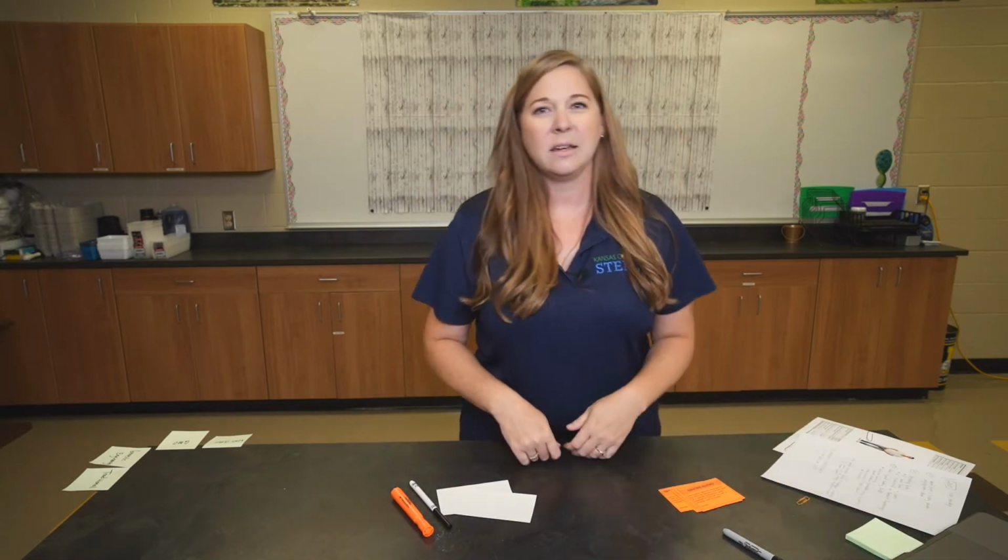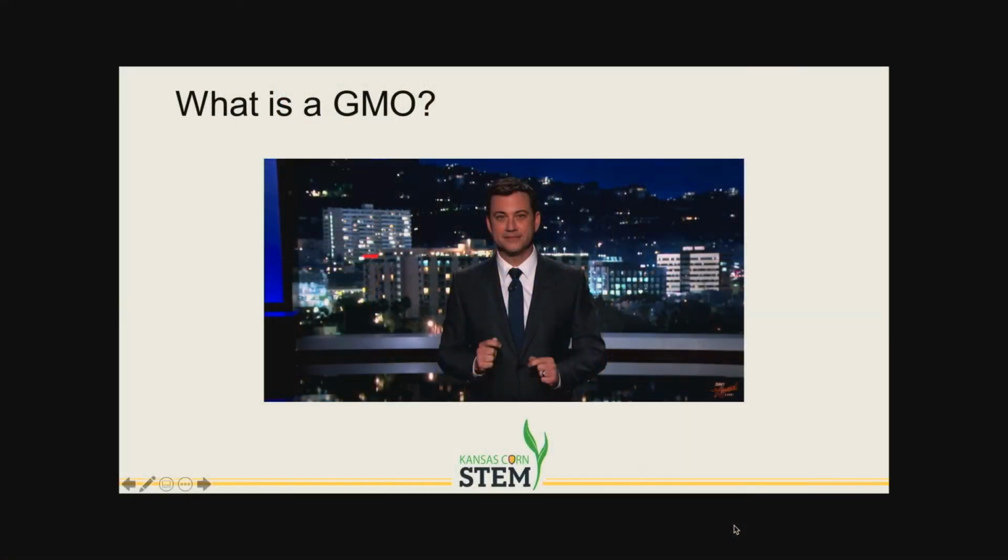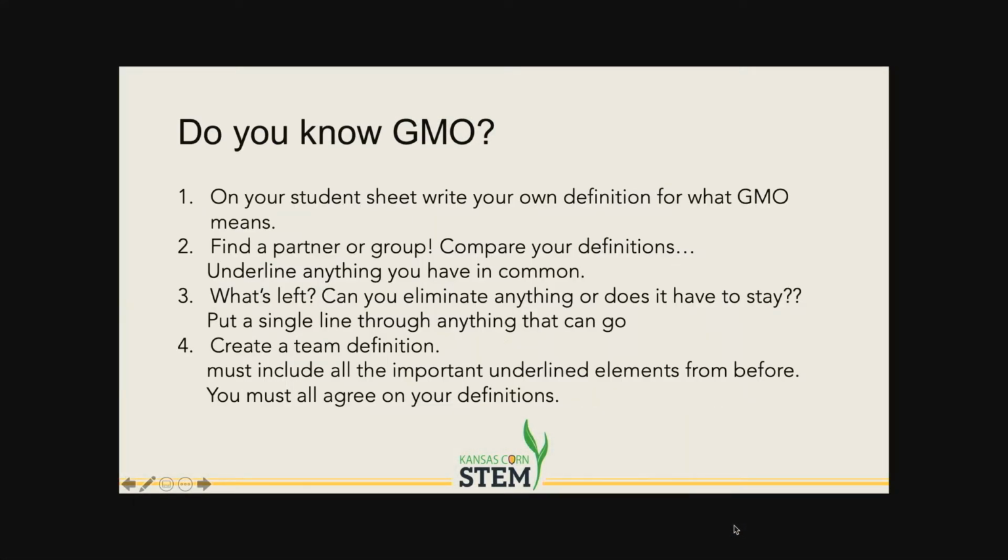The very first thing that I like to do is get our students thinking about what they know about GMOs. Activate that prior knowledge. There's a really cool video on our website that you can take a look at as well. Here's a hint. This is what it might look like. After you watch that video, students will have in their mind what they might already know about GMO. And what we're going to do is get them to write it down.